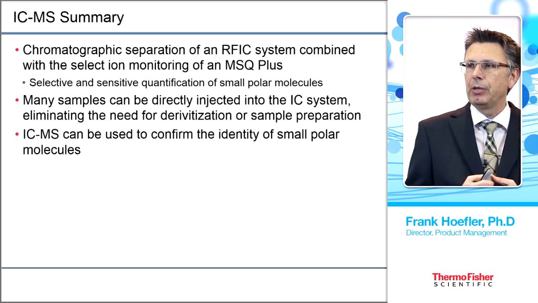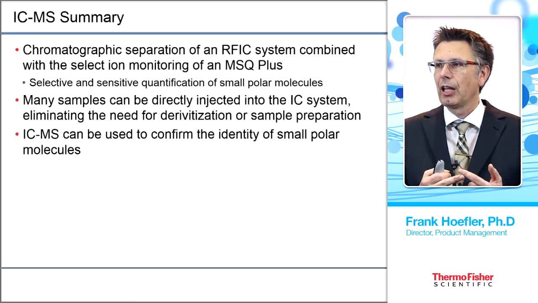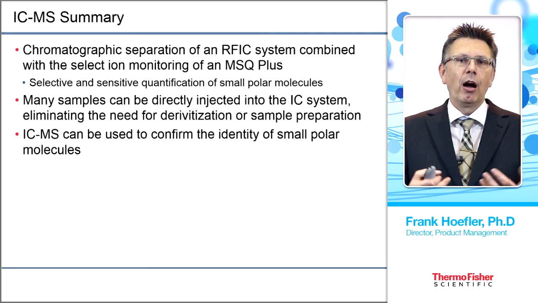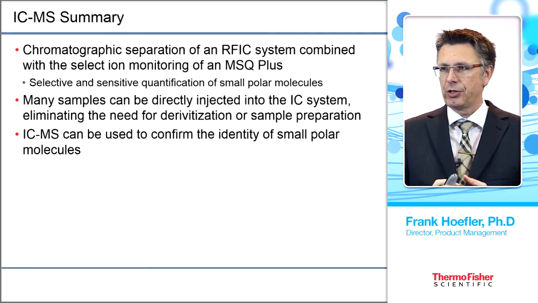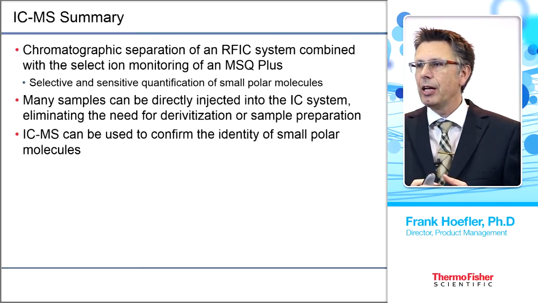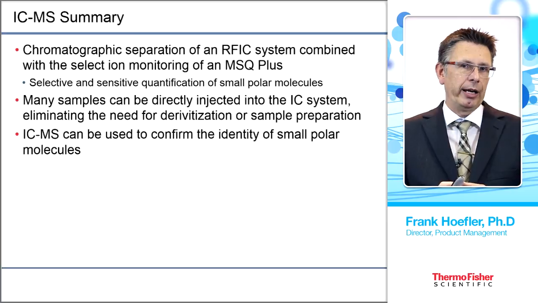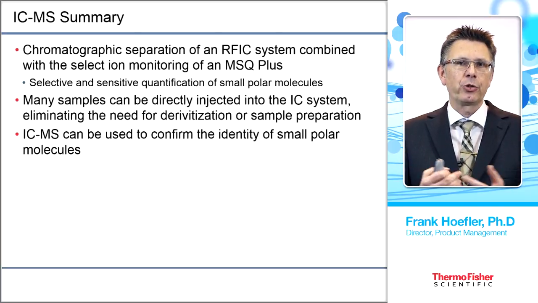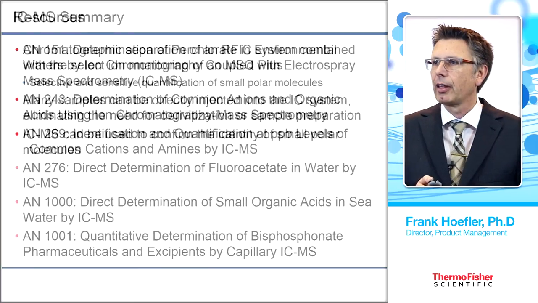Many samples can be directly injected onto the IC system without derivatization, making sample preparation easy and straightforward. A lot of the times we only have to use a simple dilution or filtration step. IC-MS can be used to confirm the identity of small polar ions and increase the analytical certainty that we are really identifying the right compounds here.